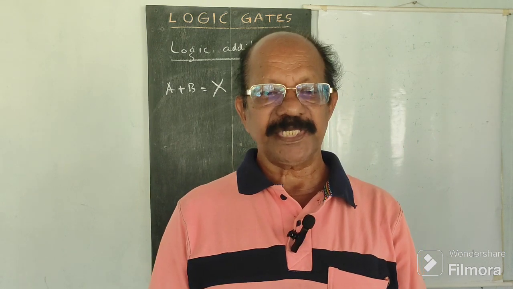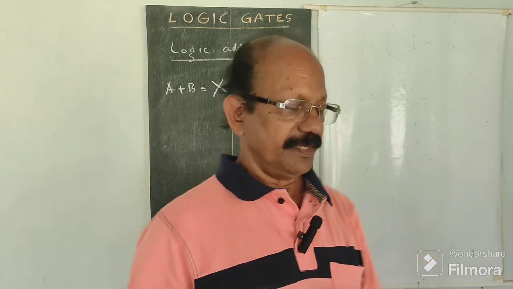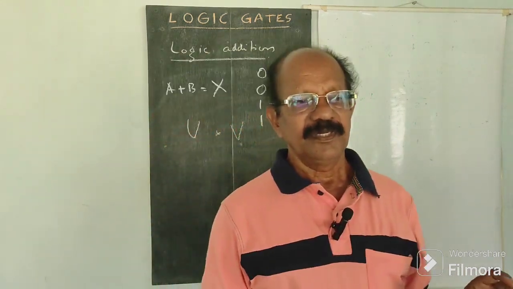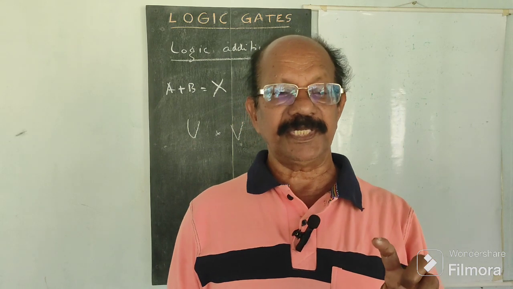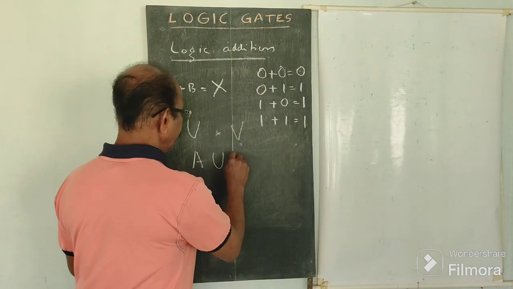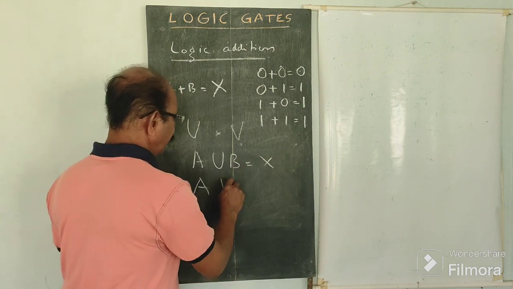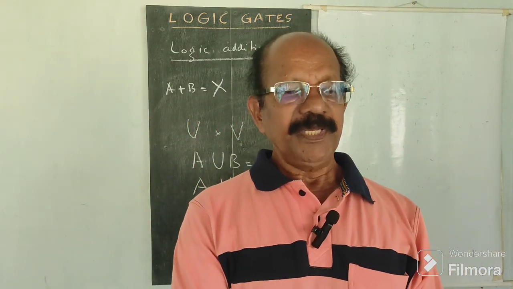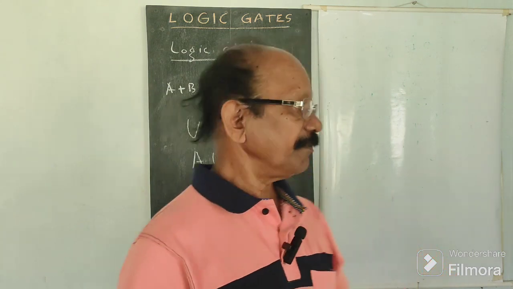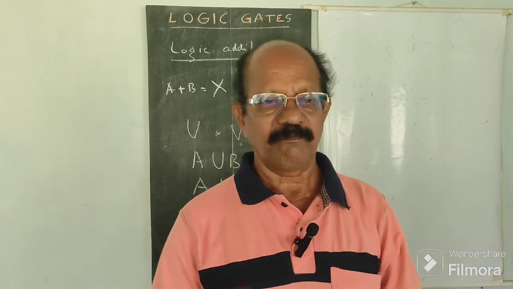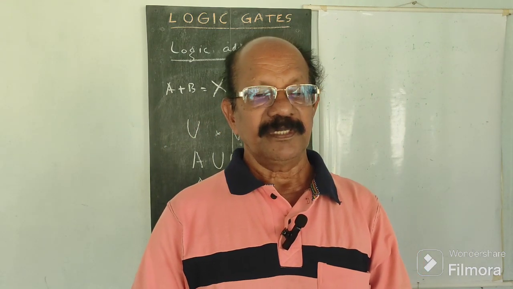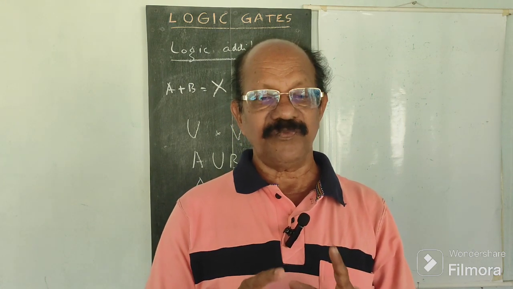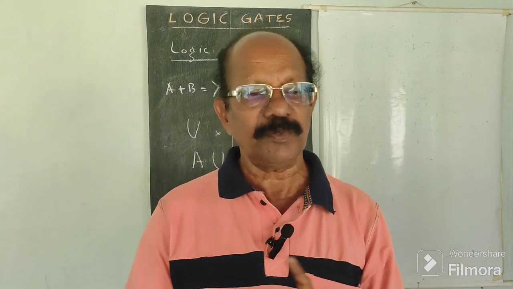In other notation, we use the union symbol for OR. Hence, the above operation could be written as A union B is equal to X, or A OR B is equal to X. What is the meaning of the last three additions? The meaning is that the output is 1 when either A or B or both are 1.